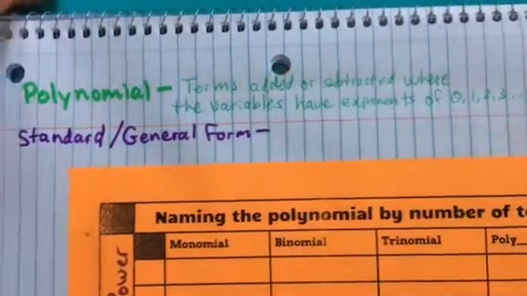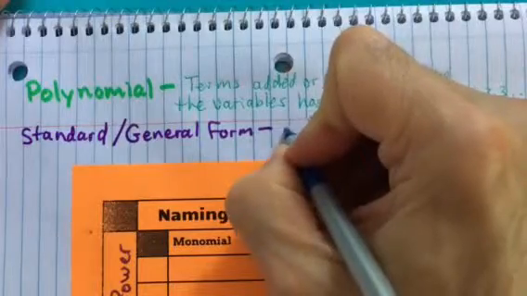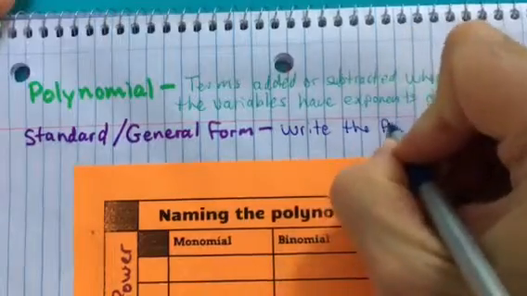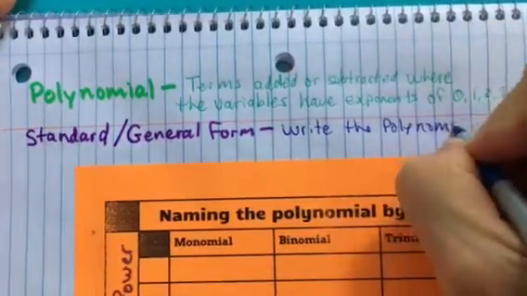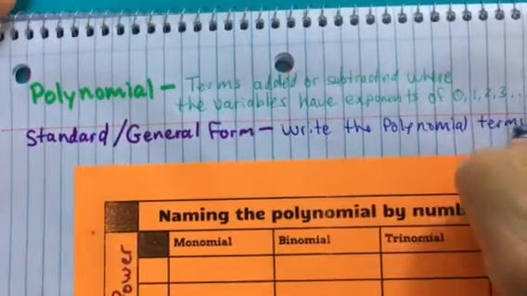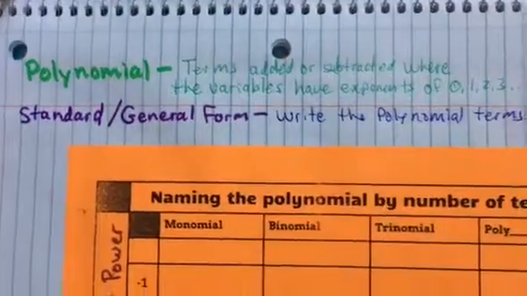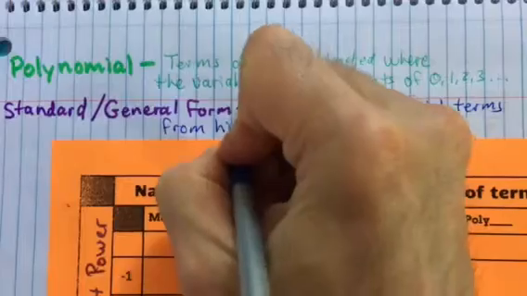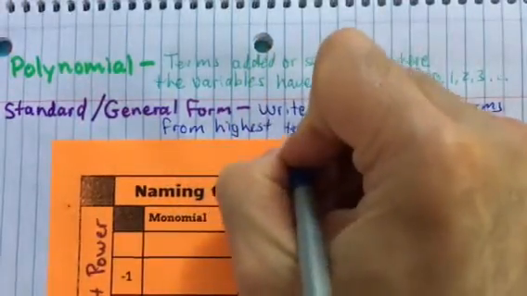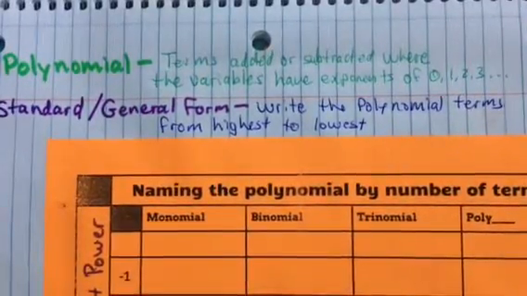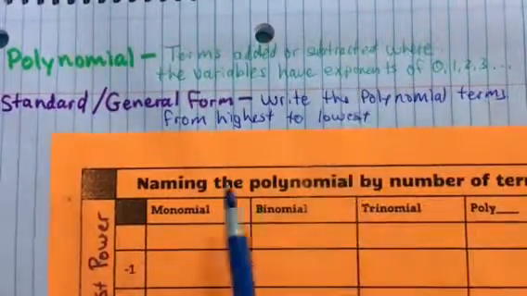Okay? Standard form. This other word, standard form, is when you write the polynomial terms from highest to lowest. I'll show you what that means in a little bit. Just make sure you write these in your notes. Hit pause if you have to.